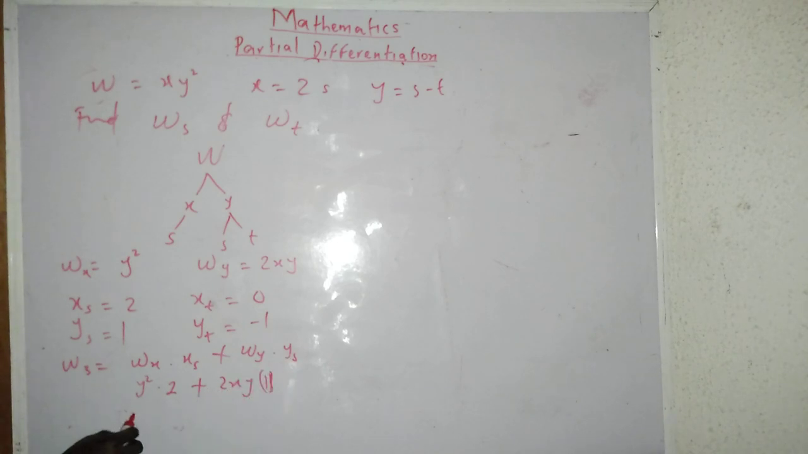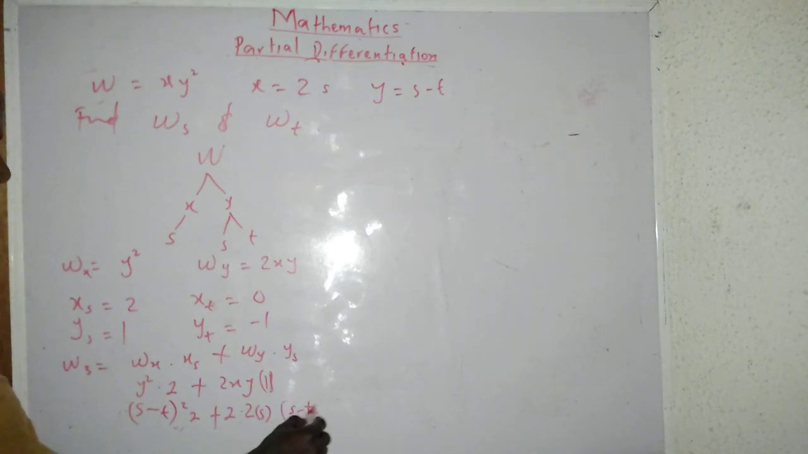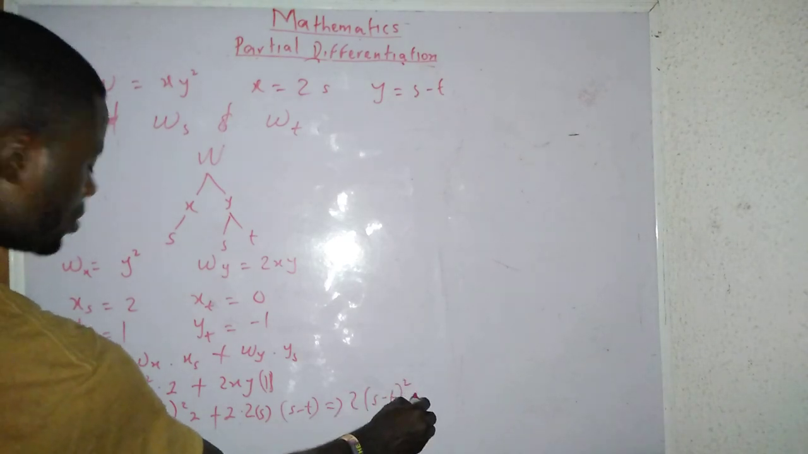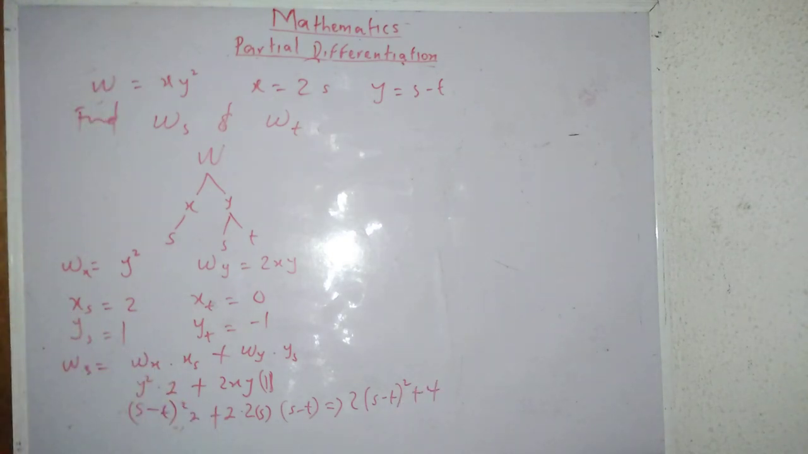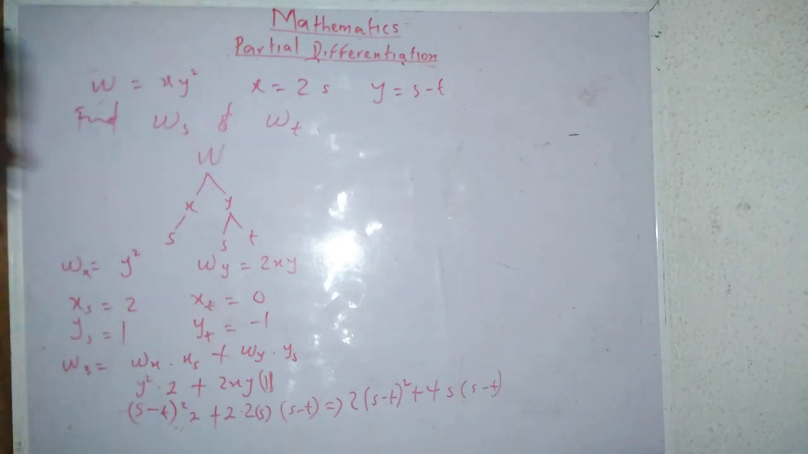Now, which I will have y. What is my y? This is my y here. My y is given as this. It will be what? s minus t all squared times 2, plus 2. What is my x? My x is 2s. Now, and my y is bracket of s minus t. Which my final answer will be what? 2 bracket of s minus t plus 4s bracket of s minus t. That is my final answer.